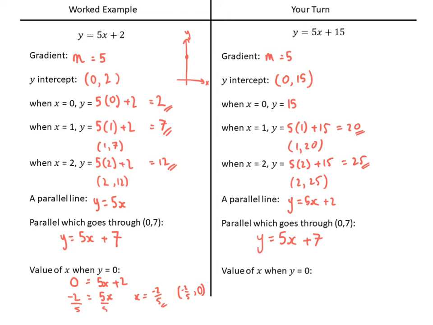The value of x when y equals 0. I'm going to plug a 0 in for y, and I'm going to figure out what x is by solving the equation. So I take away 15 from each side. Minus 15 equals 5x. I then have to divide each side by 5 to get x equals negative 3. I can interpret that as a coordinate if I want: negative 3, 0.